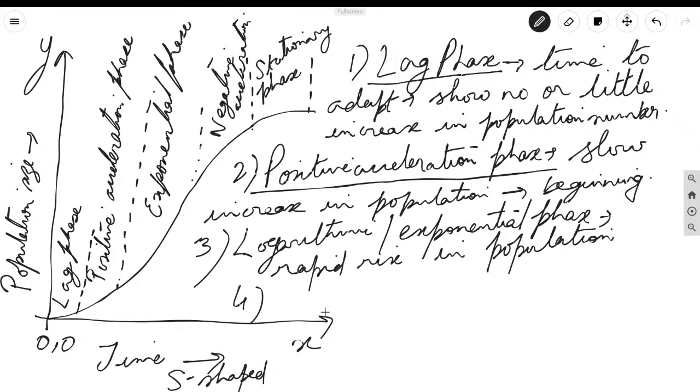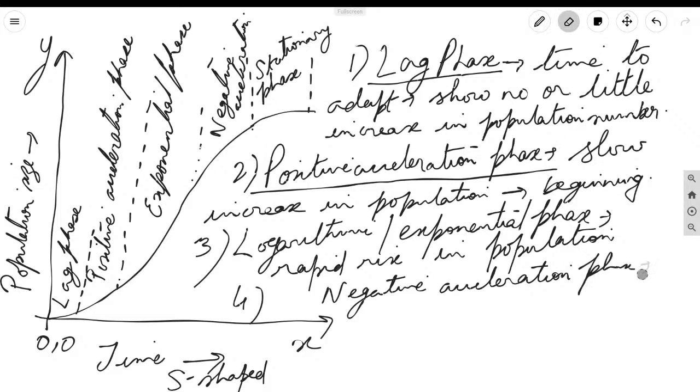Now stationary, now you have negative acceleration phase, or you can call it deceleration phase. Since acceleration is a vector quantity showing both magnitude and direction, it could be your deceleration phase.